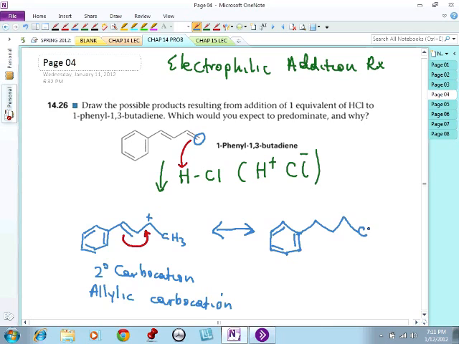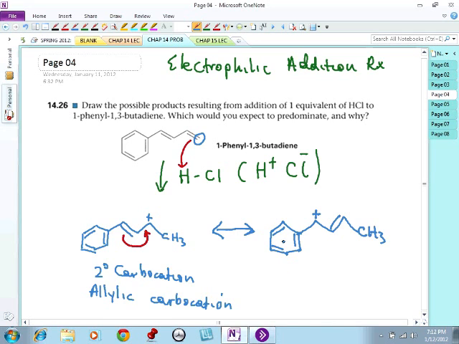CH3 is here. So now we move this to here. That means the positive charge is now here. Okay? So we see I have a secondary carbocation, right? It is still a secondary carbocation. Is it also an allylic carbocation? Yes, it is also an allylic carbocation. So not only is it secondary, it is also allylic.